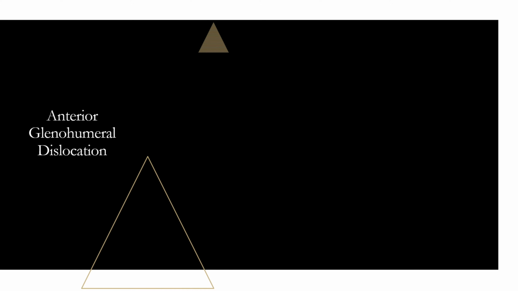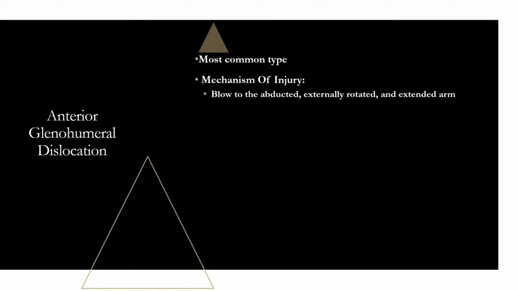So anterior glenohumeral dislocation. This is by far the most common type of shoulder dislocation, about 95 to 97% of cases. The most common mechanism of injury is a blow to the abducted, externally rotated, and extended arm. So think blocking a basketball shot. Less commonly, it would be a blow to the posterior humerus or a fall on an outstretched arm.